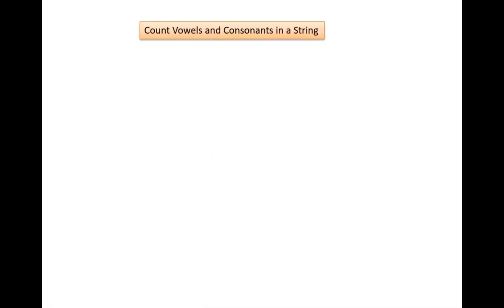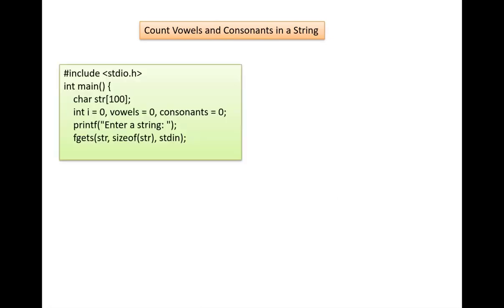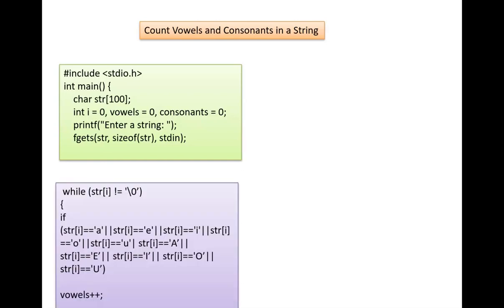Number 4 is we are going to count the number of vowels and consonants in a string, which is a very classic example of string functions in C. Again, I use a character array str, which can hold a maximum of 100 characters. My accumulator variables here are i, vowels and consonants, all initialized to 0. I get my string using fgets. You all know that fgets takes 3 arguments: the string, the size of the string, and the standard input from the keyboard. That's the third parameter.